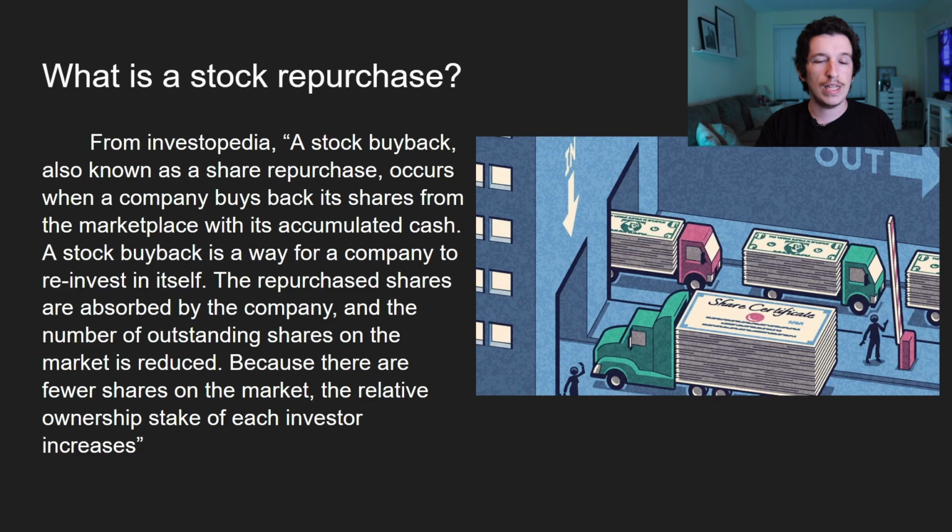So from Investopedia, a stock buyback, also known as a repurchase, occurs when a company buys back its shares from the marketplace with its accumulated cash. A stock buyback is a way for a company to reinvest in itself. The repurchased shares are absorbed by the company and the number of outstanding shares on the market is reduced. Because there are fewer shares on the market, the relative ownership stake of each investor increases. And that's really what you saw here at the beginning, this sort of in-out: your share certificates go in and cash comes out. That's really how this all works.